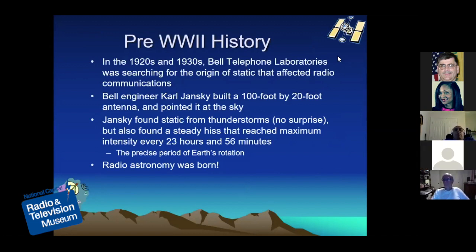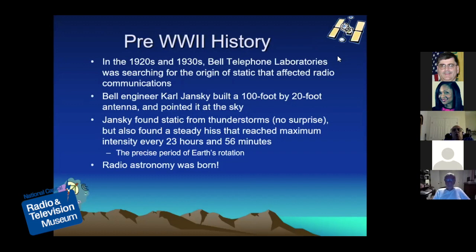Okay, so pre-World War II. Let's go back to the 1920s and 30s. Bell Telephone Labs was searching for the origin of static that affected radio communications. You know, history of radio communications, as we've seen, if you saw Ken Burns' wonderful film, Empire of the Air, you see that E. Howard Armstrong invented FM as a way to get around static on AM. And noise is always a problem. So radio engineers are always looking for noise, trying to characterize it, figuring out ways around it.